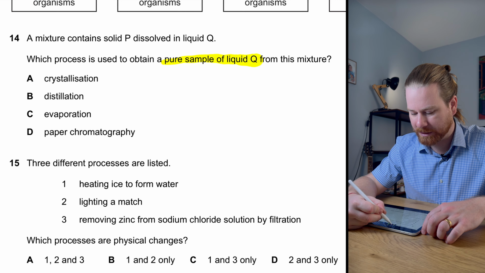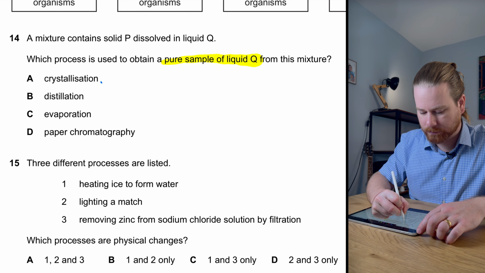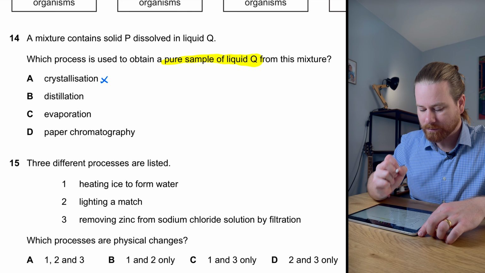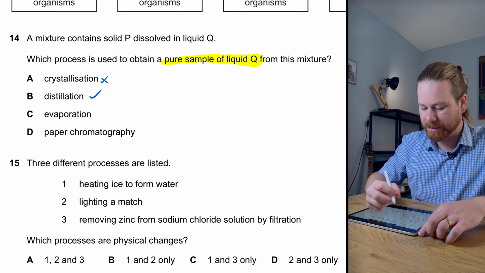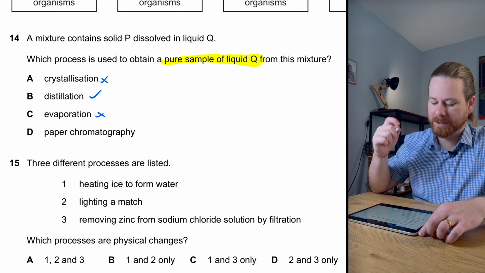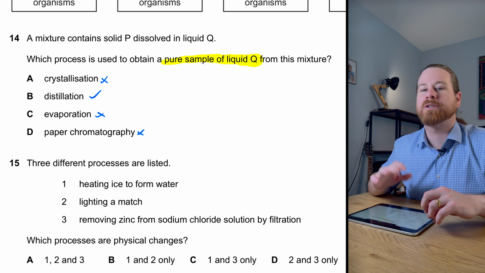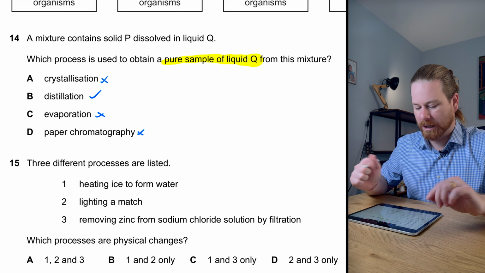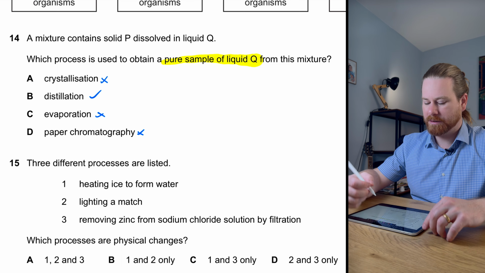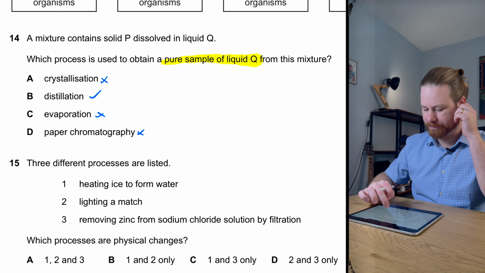So let's have a look at the feasibility of each answer. So crystallization, is that going to help us? I don't think so. Distillation probably is. Let's just check the others. Evaporation, no, because we're going to lose the liquid then. And paper chromatography, this is not used. Paper chromatography is used to separate out inks or dyes or amino acids. So we have our answer. So the answer has to be distillation.